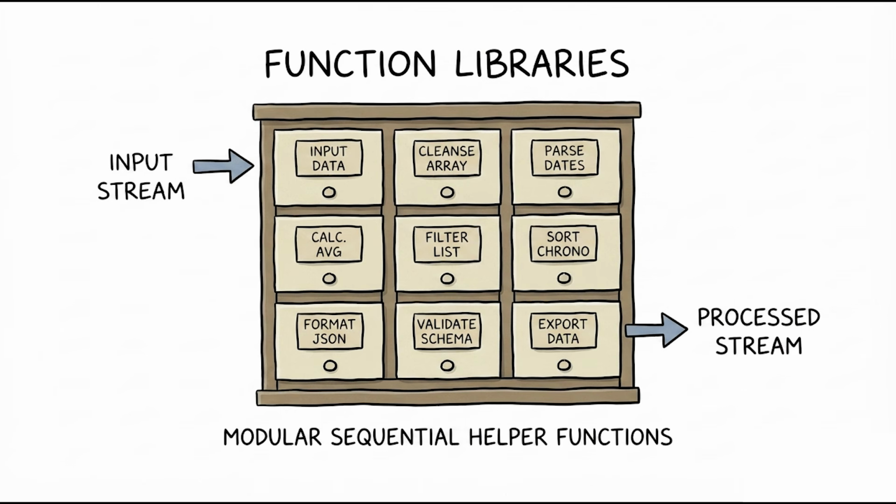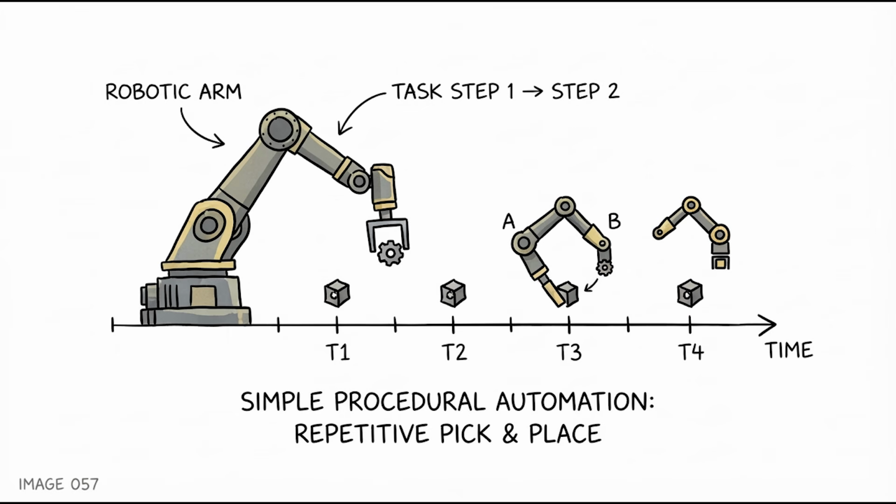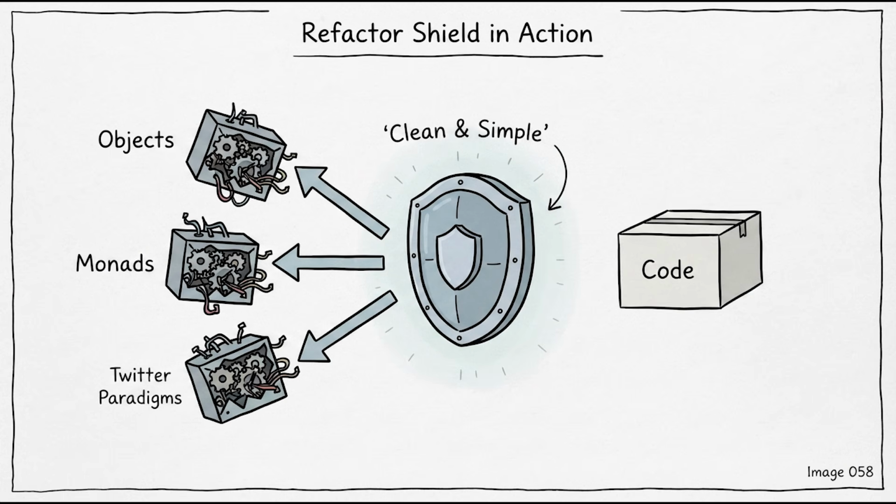The specs that matter are function libraries and sequential execution. A clean procedural program has reusable functions that each do one job well. Choose procedural for learning to code, scientific computing, or simple automation. You don't need objects, you don't need monads, you don't need anyone on Twitter telling you your paradigm is wrong.